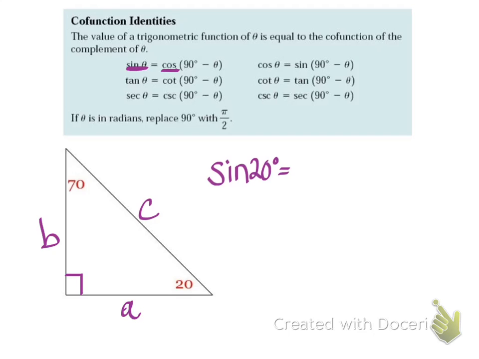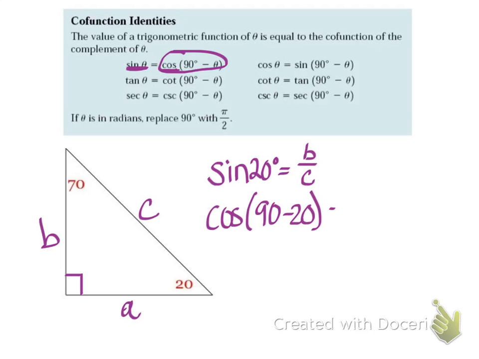So how does this play out? Why does this work? Well, let's take a look at this random triangle. I don't know any of the sides, but I'm going to find the ratio for the sine. The sine of 20 degrees is equal to b over c because that's the opposite over hypotenuse. According to this cofunction identity, the cosine of 90 minus 20 will equal b over c as well. Looking at our picture, we can confirm this because that's really asking for the cosine of 70. And the cosine of 70 is also b over c because it's the adjacent over the hypotenuse.